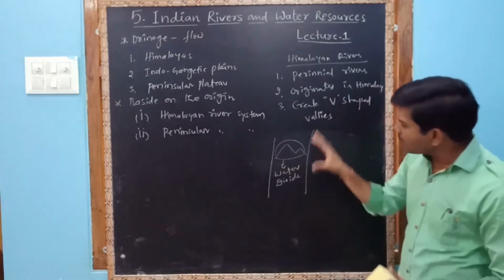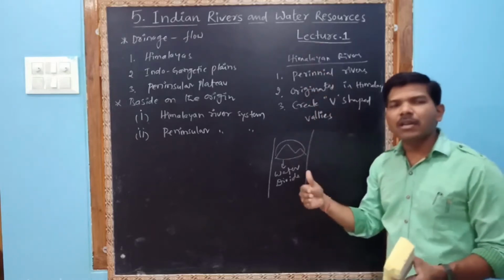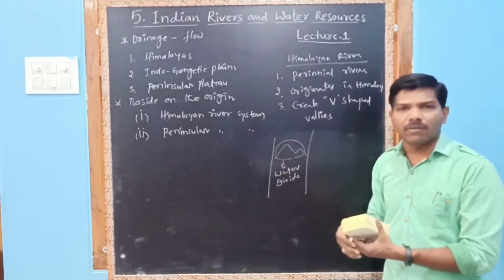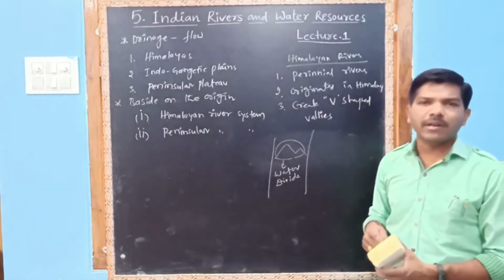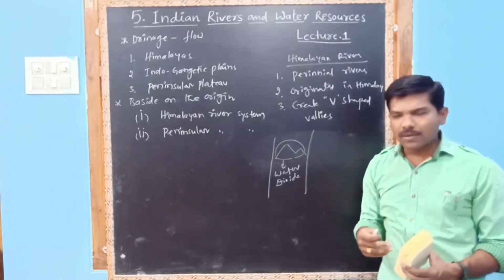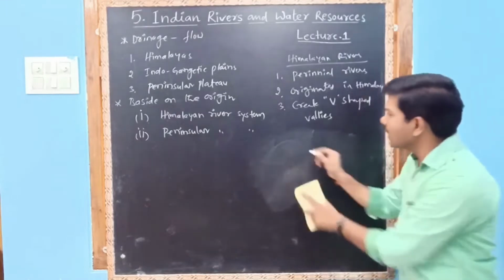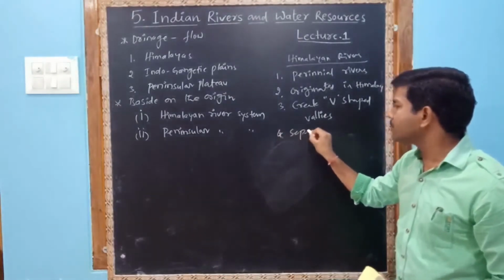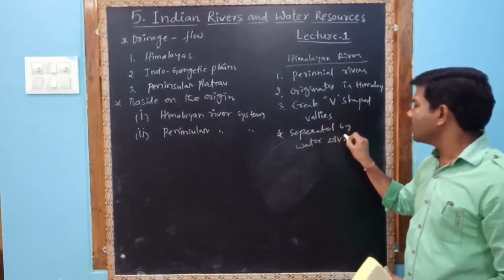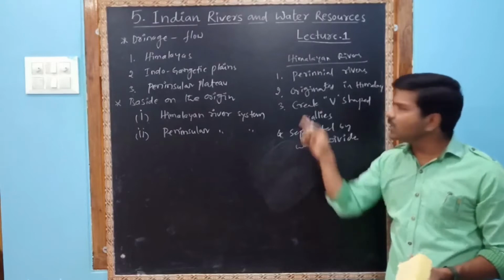Himalayan rivers all originate in the Himalayan ranges, nearby the same places, but they are not joined with each other because of the mountains, which act as a water divide. Sometimes plateau regions and highlands can also act as a water divide. So Himalayan rivers are separated by water divides. Mountains or highlands can act as a water divide. So these are the features.